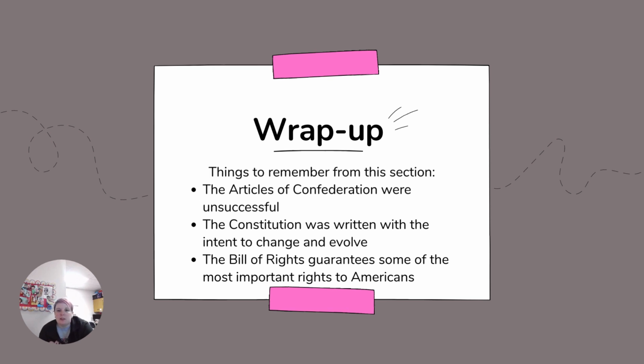All right, so three things to remember from this section. The Articles of Confederation were our first attempt at some sort of a constitution, but they were unsuccessful. They didn't unite the country like they needed to. The second thing to remember is the Constitution was written with the intention to change and evolve. And the last thing is that the Bill of Rights guarantees some of the most important rights and freedoms to Americans. I don't expect you to remember every single one of the 10 rights, but I do need you to know that it guarantees certain rights and freedoms to all Americans.